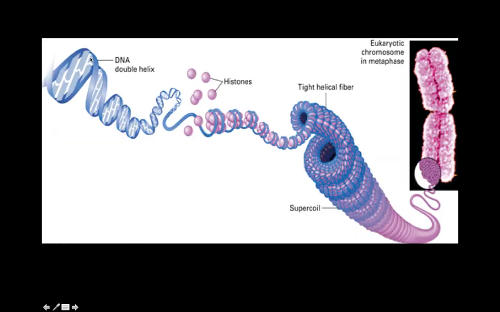So here we have our double helix that's twisted, and eventually these things will wrap around and fold around proteins called histones, and the histones help everything coil up together, and it eventually will fold and fold and fold and form this X-shaped molecule that is called a chromosome. A chromosome is nothing more than folded up DNA.